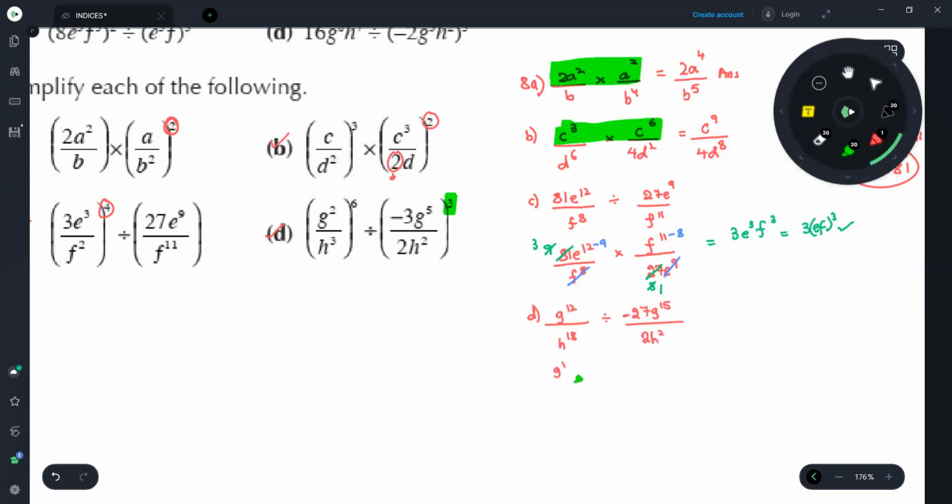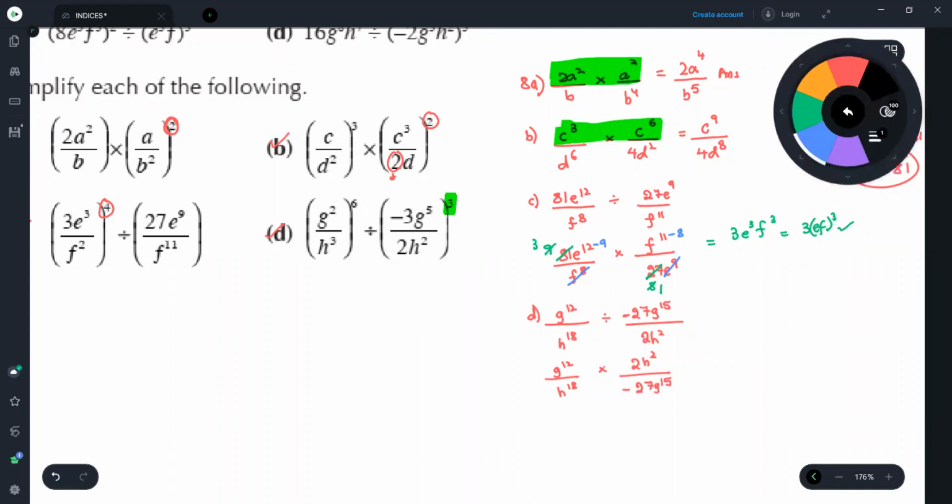Now it's going to be g raised to the power 12 over h to the power 18 multiplied by 2h squared over negative 27 g to the power 15. Yes or no? The following fraction is reciprocated. Then I'm going to cancel out something. You're going to observe and learn. Tell me what is happening. Can I do this? Yes, sir. Can I cancel these two out as well? Yes, sir.